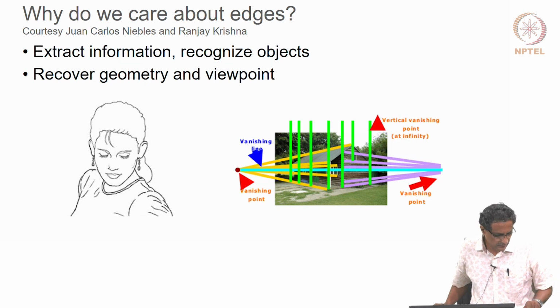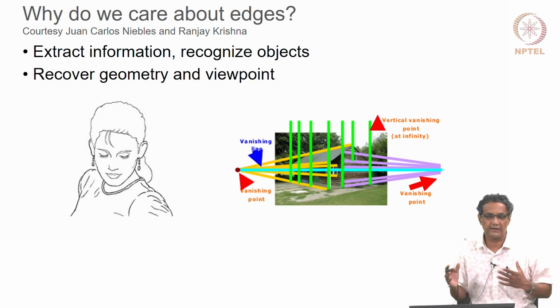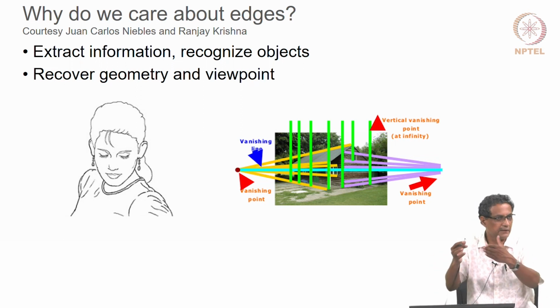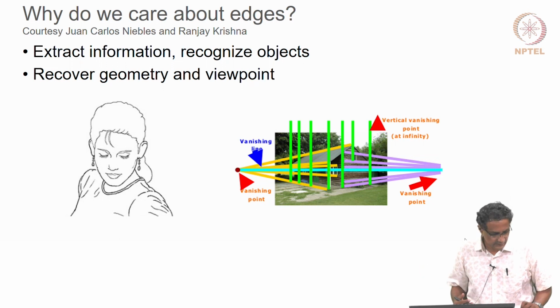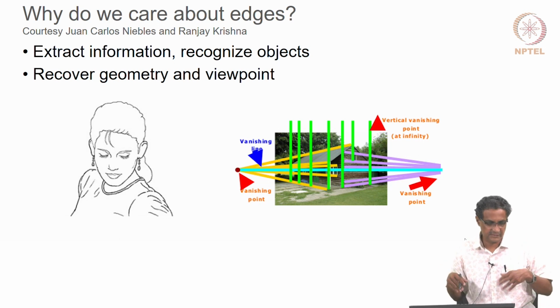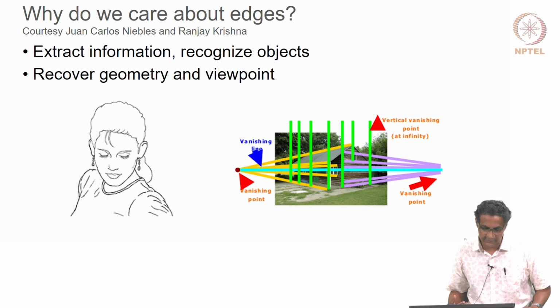When we do single view geometry, we will come there, because you have seen these railway tracks in an image. It will appear like they are meeting somewhere in the image, whereas in the real world we know that they don't, but in an image they seem to meet. So the point where they seem to meet is called the vanishing point, and using that you can do certain things. That is again based upon edges, that we can track them.